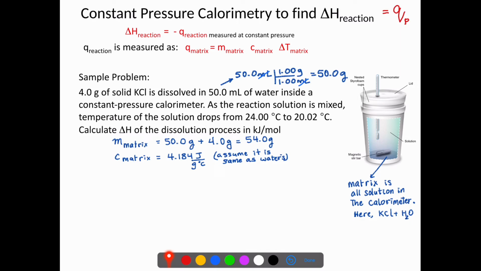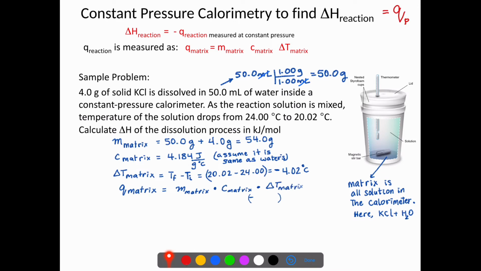Next, we need the delta T, the temperature change for the matrix. So that's the initial and that's the final. So your delta T will be final minus initial, which is negative 4.02 degrees Celsius. We have a drop in temperature here. So now using the mass of the matrix, specific heat of the matrix, and delta T of the matrix, you can calculate the Q of the matrix. That means the heat absorbed or released by the matrix.